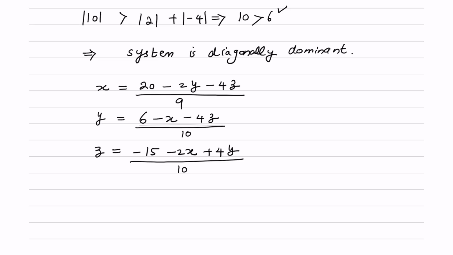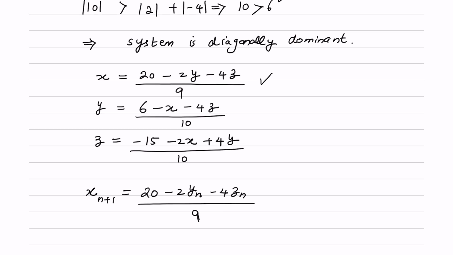Now that we have separated out the diagonal variables, we are going to put this system in the form of iteration. So we will write x(n+1) equals 20 minus 2y(n) minus 4z(n), whole divided by 9. On the left hand side, we have put the subscript n plus 1, and on the right hand side we have put the subscript n for the variables y and z. So if we put the previous values of y(n) and z(n), we will get the latest value x(n+1).